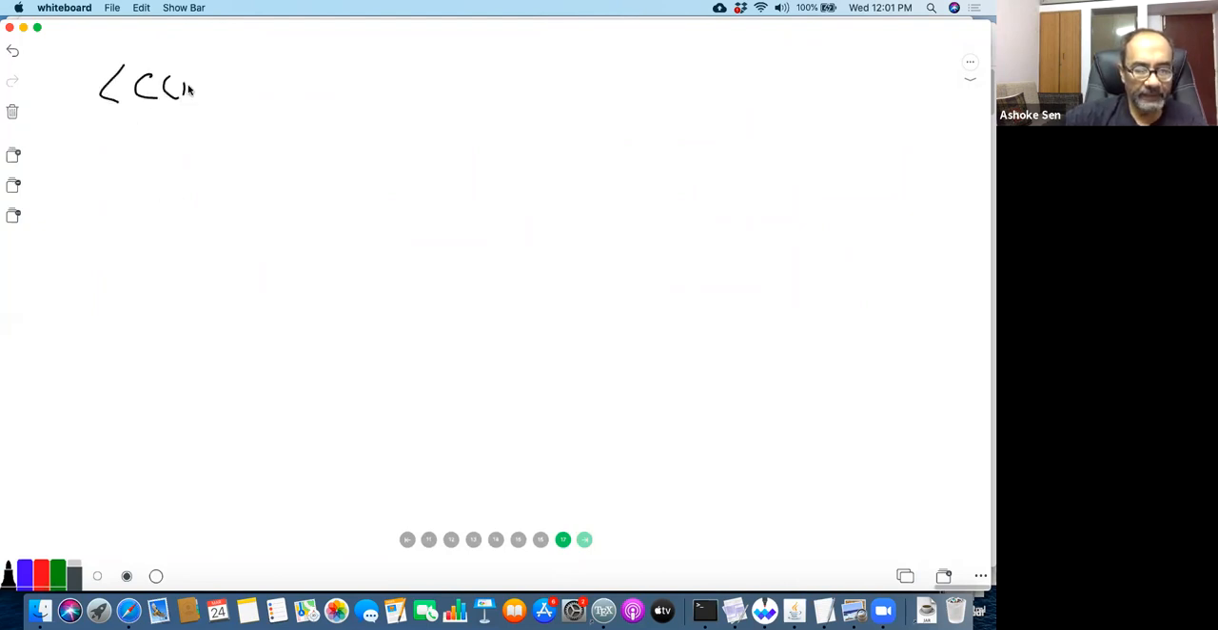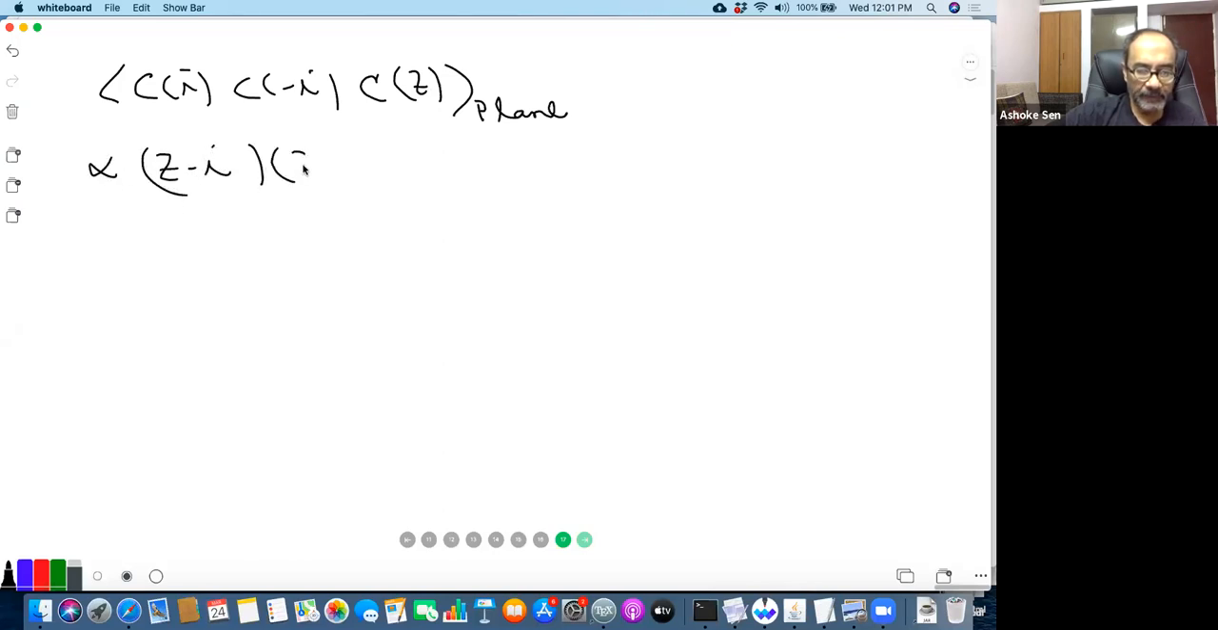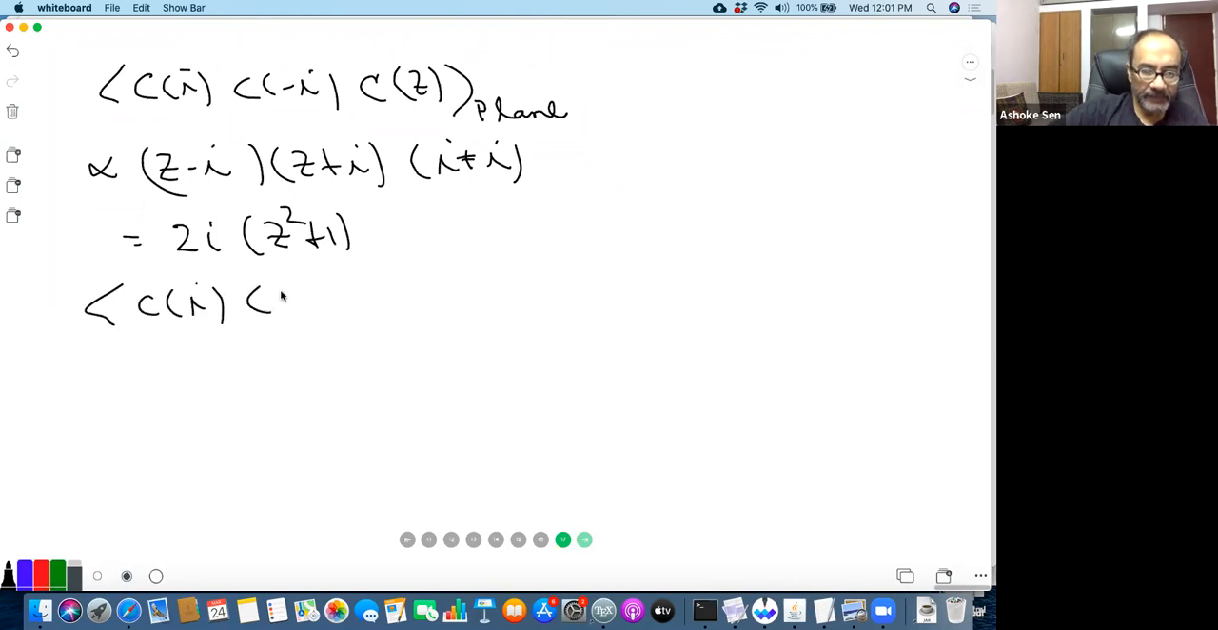So C of I, C of minus I, C of Z on the plane. If you remember the formula, it's basically the product over i, Zi minus Zj. So this is proportional to (Z minus I) times (Z plus I) times (I minus (minus I)), so I plus I. So that's 2I times (Z squared plus 1). So if you take C of I, C of minus I, del C of Z, that's 2I times 2Z. So if you set Z equal to 0, this just vanishes.